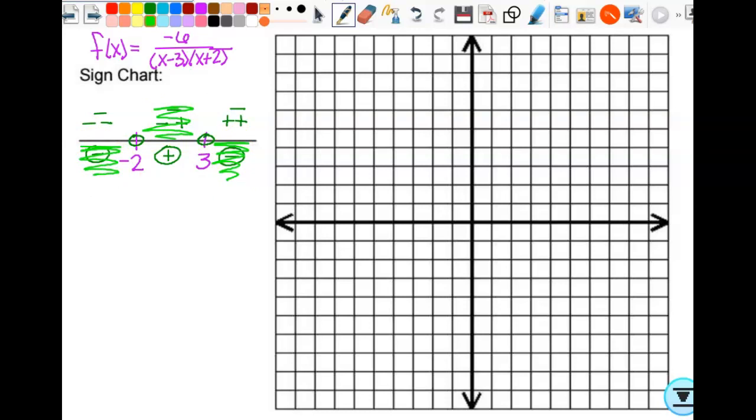Everybody good? All right, so let's put in our asymptotes. We have one at -2, one at 3 for the vertical, and then my horizontal is at y equals 0.